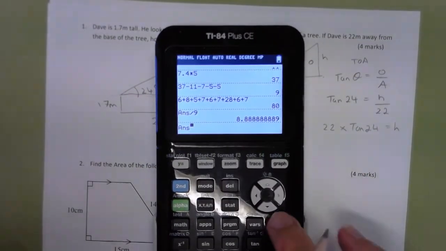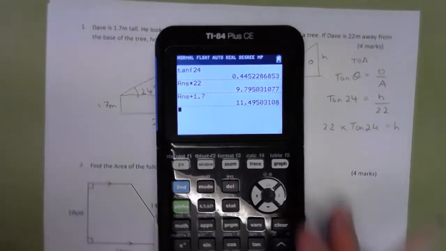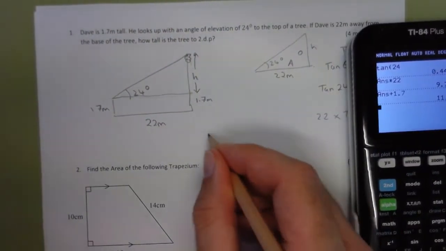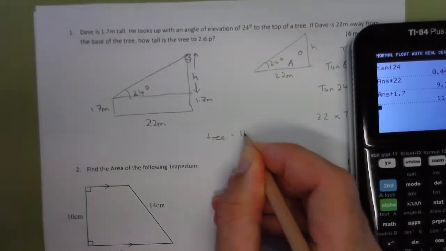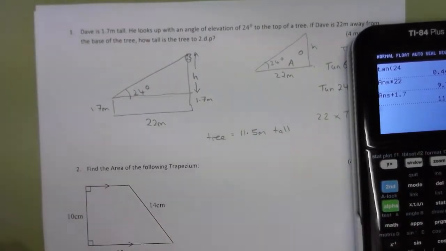So therefore I'm going to type it all in one go. Tan 24 multiplied by 22 gives us that H bit, plus Dave's height of 1.7. There we go. So the tree is 11.5 metres tall to 2 decimal places because the 5 rounds it up.